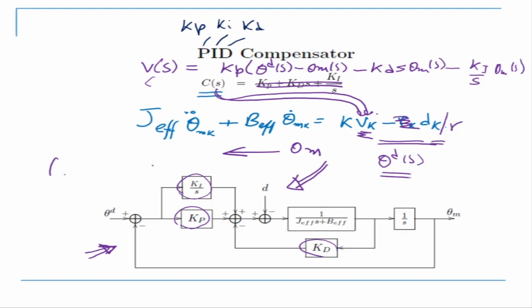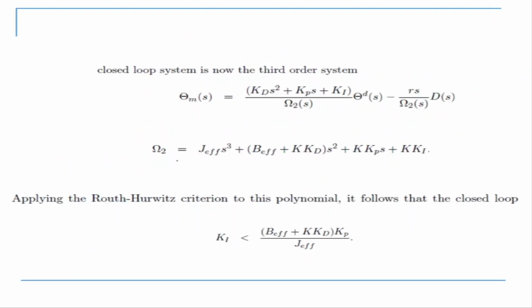Then what we do is we find theta m s. When we find theta m s, this omega 2 will come in the denominator, and omega 2 is now equal to J s cubed plus this plus this. So now you see that this is third order, s squared, this is s. Now it is not possible to say whether the system is stable or unstable simply by looking at J, B and K. Now J, B, K, Kd are all positive, because they cannot be negative.